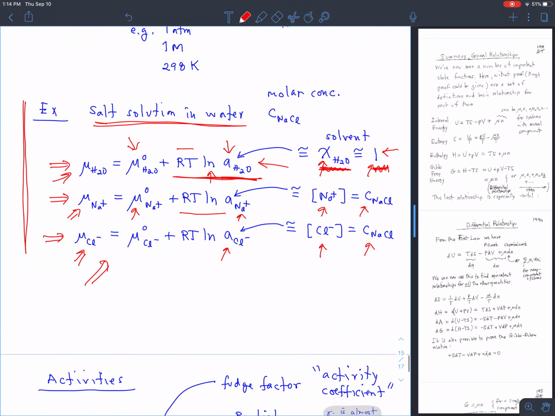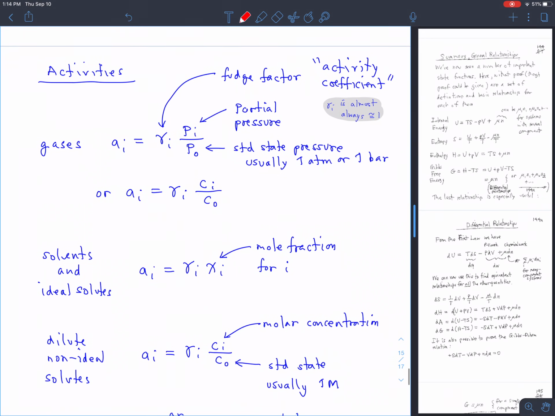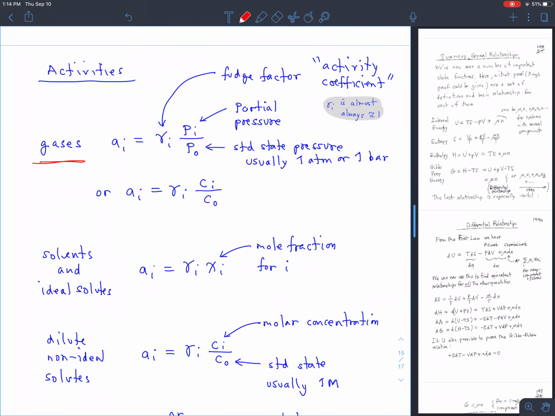All right, so that's the equation of state. Let's talk about the general rules for the activities. For gases, the best choice for activities usually is to use the pressure divided by a standard state pressure. I put these things called activity coefficients into all of these expressions, but usually you can ignore them. The activity coefficients are almost always 1.